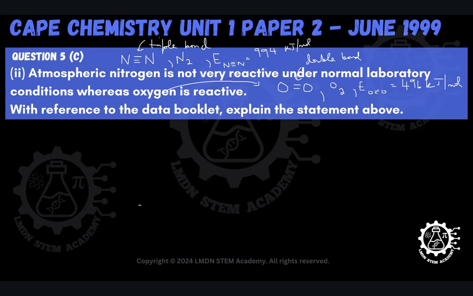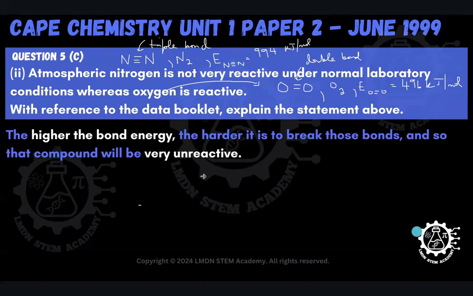Now, when we look at the bond energy for the N triple bond N and the O double bond O, we see that roughly it's a half. This is roughly 1,000 and this is roughly 500. So the oxygen requires half the amount of energy to break its bond. So it's easier to break the oxygen bond than it is to break the nitrogen triple bond. So here's what we can write down.